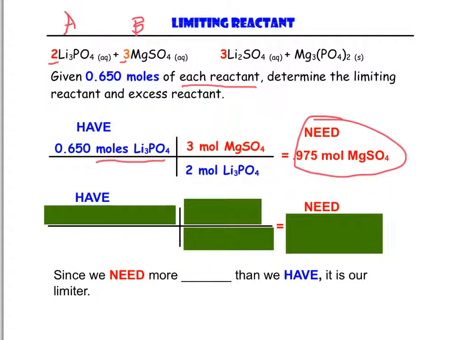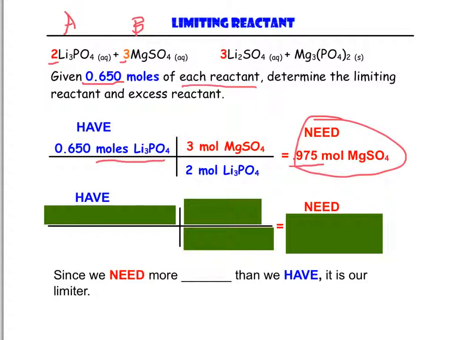Now, realistically, we could already stop here because we know that we need 0.975 moles of magnesium sulfate, and we have 0.650. So what that's telling me is that my magnesium sulfate is going to be my limiter because I have less of it than I actually need.